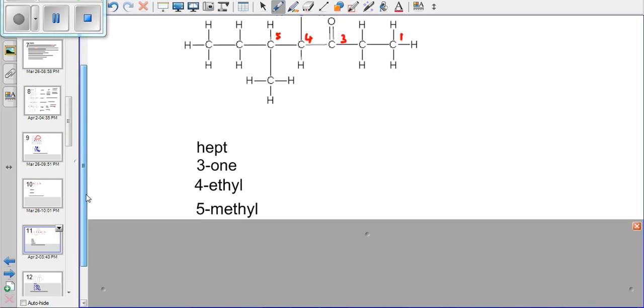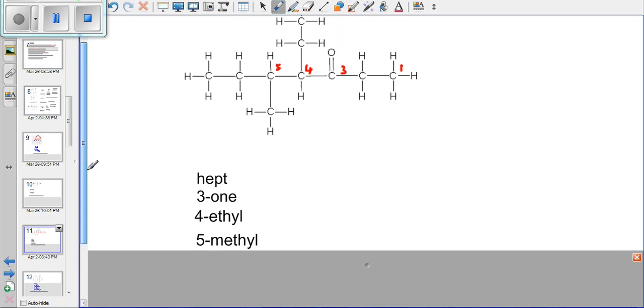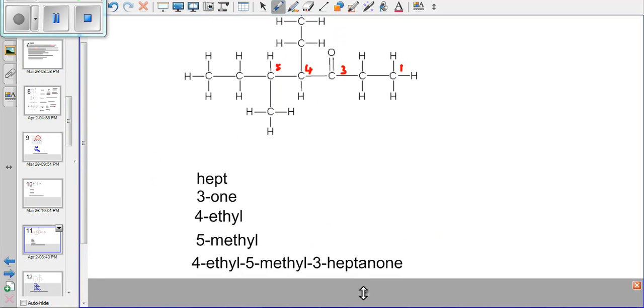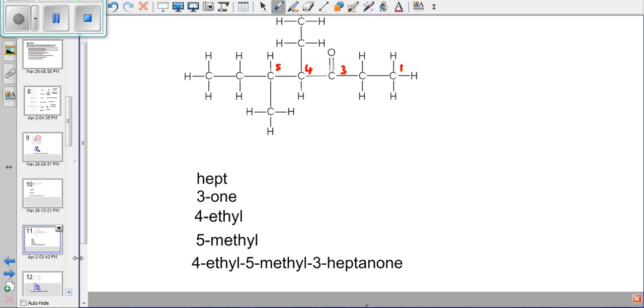So if we have to name this compound now, we put all these together, and it must be in alphabetical order. E comes before M, so E will be first. So it will be 4-ethyl, 5-methyl, hept-3-one. This is what we have: 4-ethyl-5-methyl-3-heptanone, or 3-heptan-1-one. You could name it that way as well. That's another way of saying it.